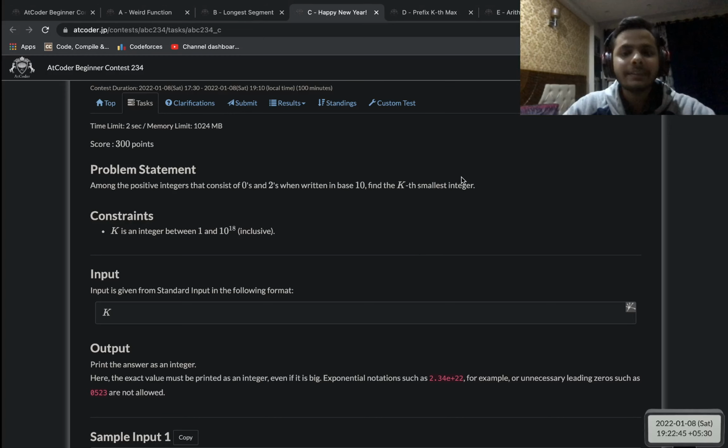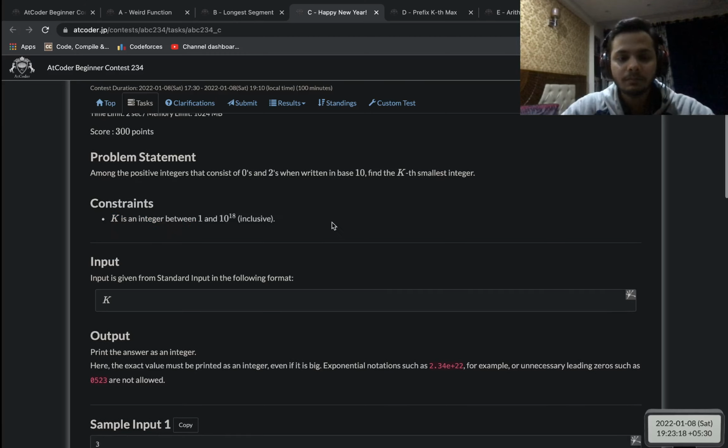So this is a real tricky problem, and this is kind of a troll problem. So let's see what this has to say. Among the positive integers that consist of zeros and twos when written in base 10, find the kth smallest integer. Essentially we have all the numbers, but we can only use those which contain the digits 0 and 2 and nothing else, and we need to figure out the kth smallest integer out of all these integers. The key thing to notice here is that k is an integer between 1 and 10 raised to the power 80.